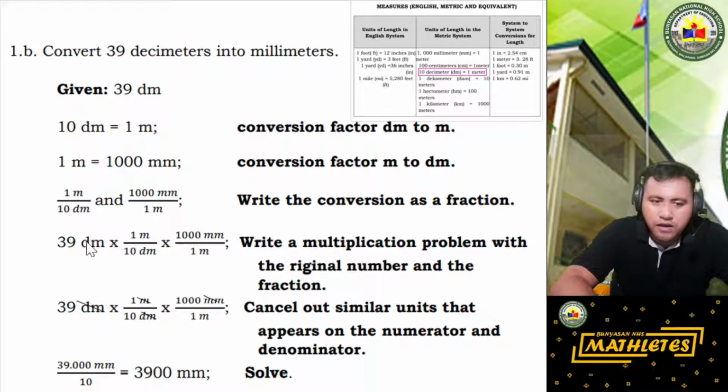Okay. So we cancel dm, then si meter cancel din kasi ang isa numerator, ang isa denominator. So ang matitira, the remaining unit is millimeter. Kasi yun yung target natin. Then solve: 39 times 1 times 1,000 makes 39,000, divided by 10, kasi 10 times 1 is 10, so that makes 3,900. So 39 decimeter is equivalent to 3,900 millimeter.